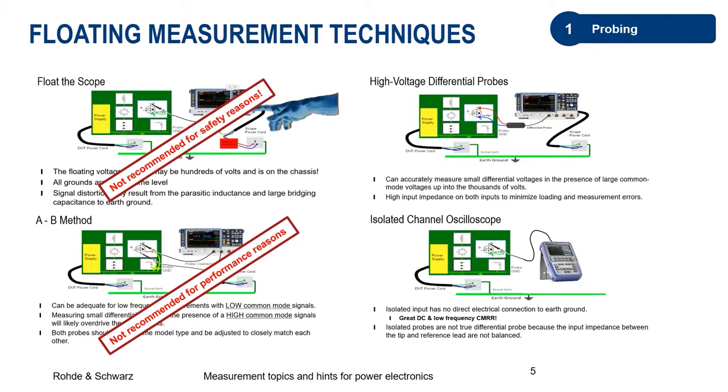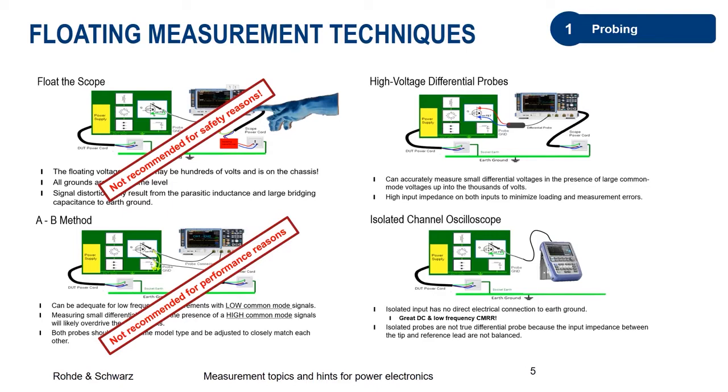and also kind of proven to be safe up to 1000 volts or more, and you also get a good common mode rejection ratio, so a good suppression of common mode signals, and you don't have much influence because of other coupling effects. So this is definitely another method for making floating measurements.